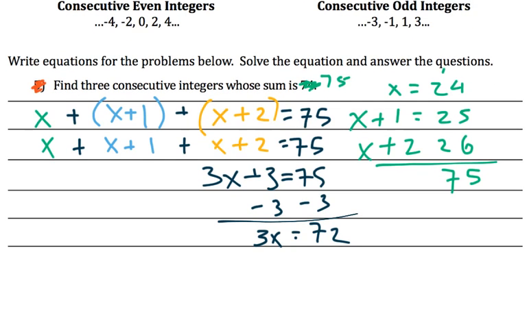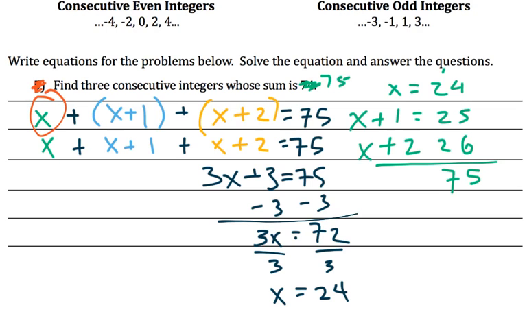And then when I divide 3x by 3, I'll get x is equal to 24. But here's where it gets kind of interesting. So there's 24. Sometimes you're like, whoa, what does that mean? Does that mean my numbers are 23, 24, 25?